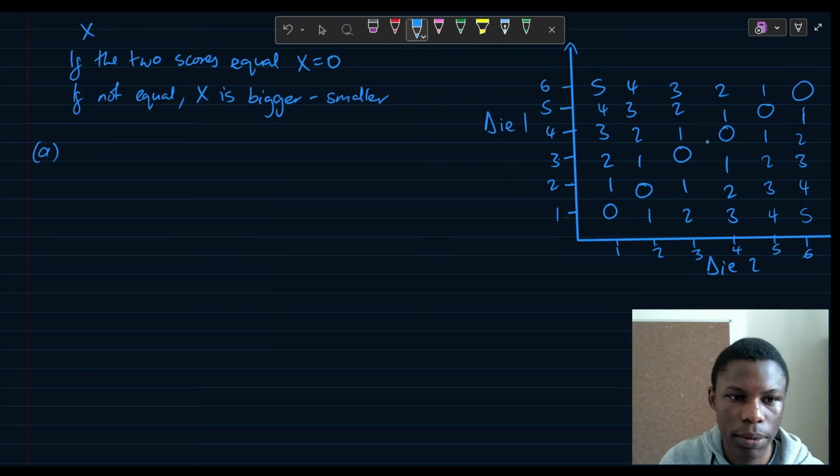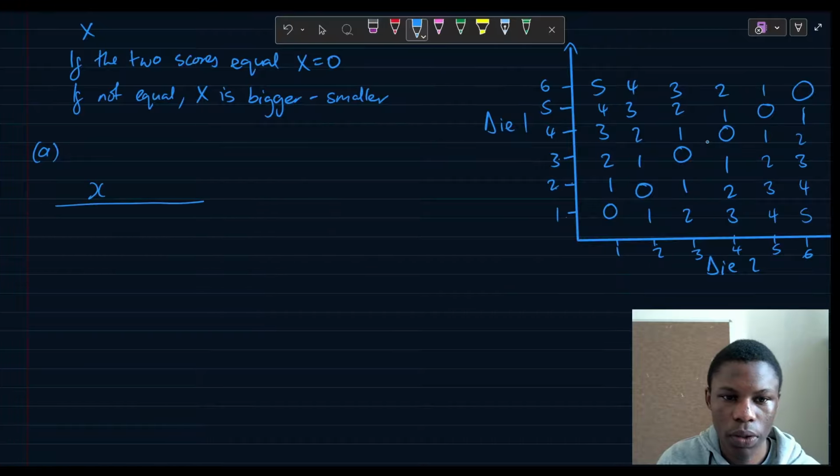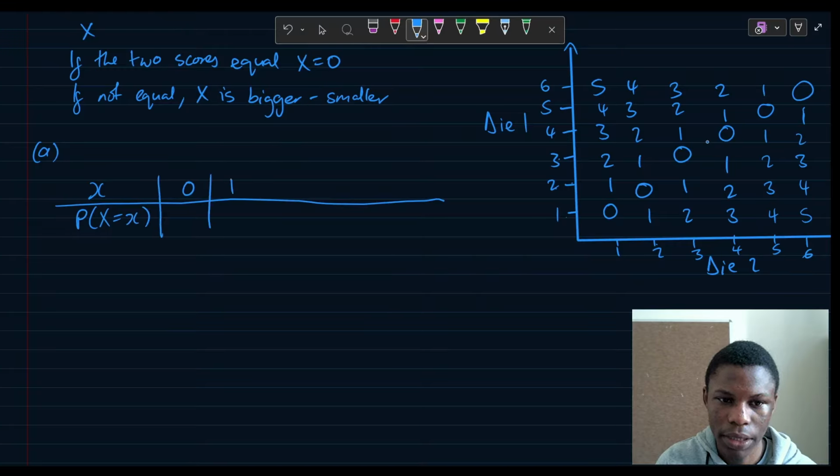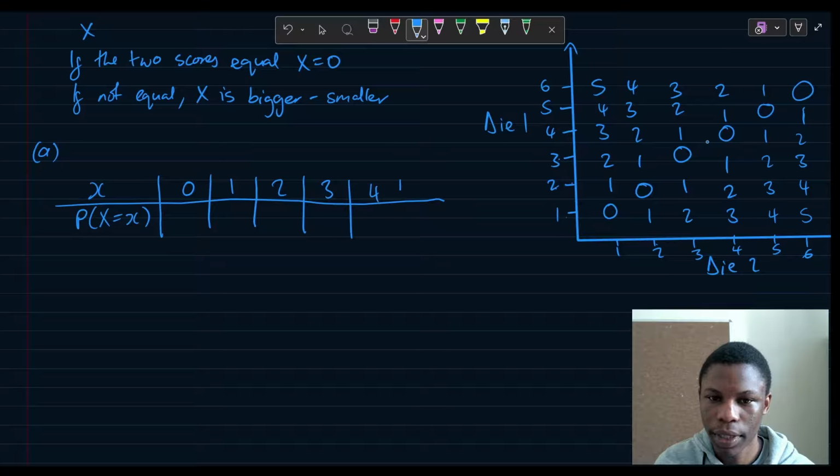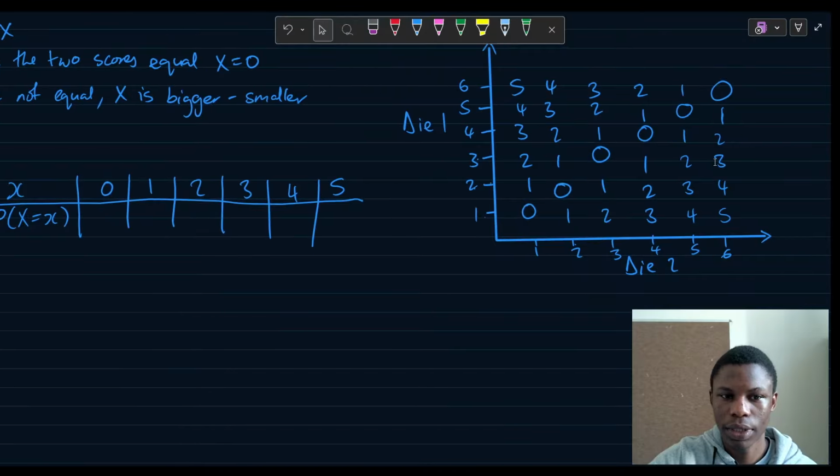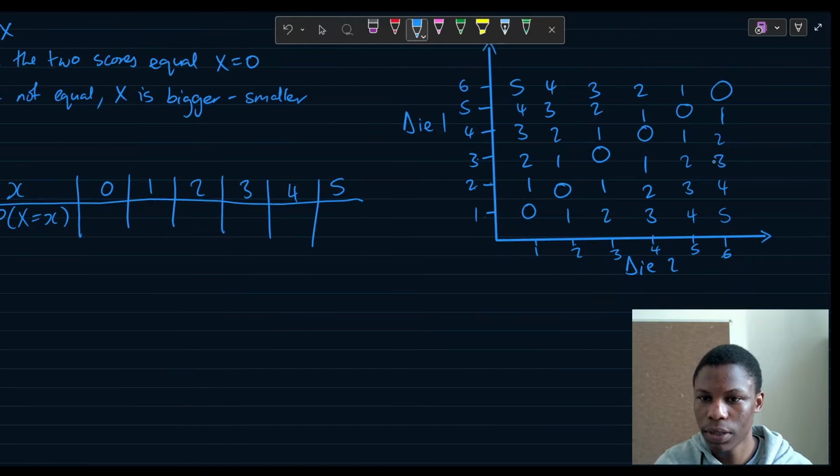So if we go to our table, if we draw up our table, I have probability that x is x. So x can either be 0, 1, 2, 3, 4, or 5. Okay. What's the probability of getting a 0? We've got 1, 2, 3, 4, 5, 6. So 6 zeros out of a total of how many outcomes? This is a 6 by 6 grid. So 6 times 6. So 6 out of 36.